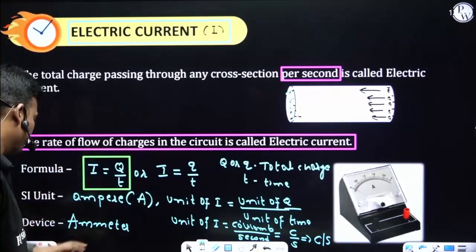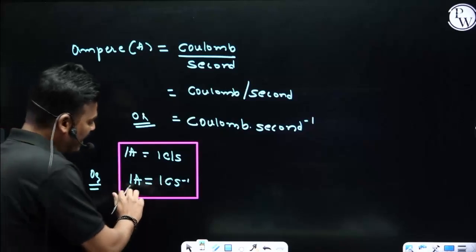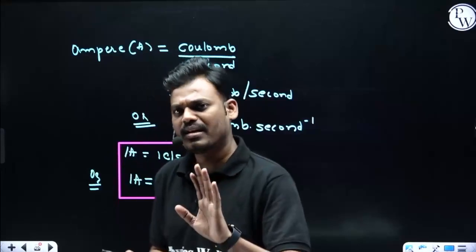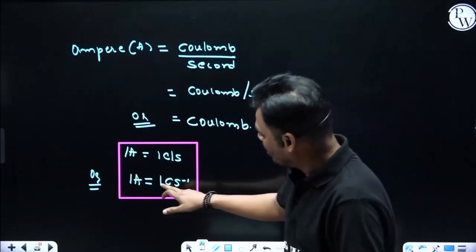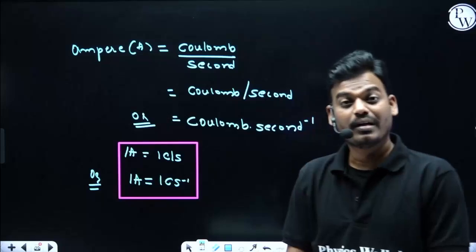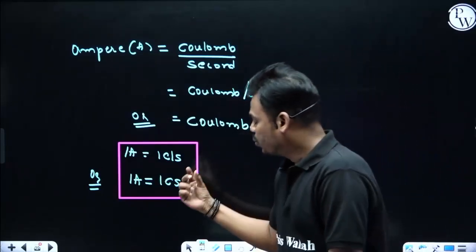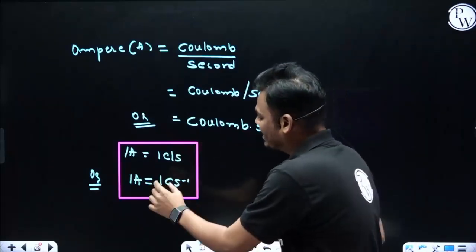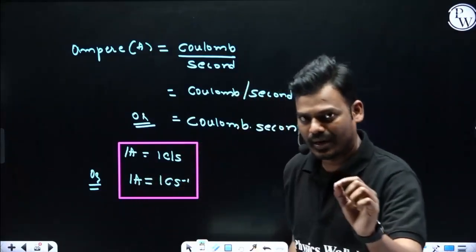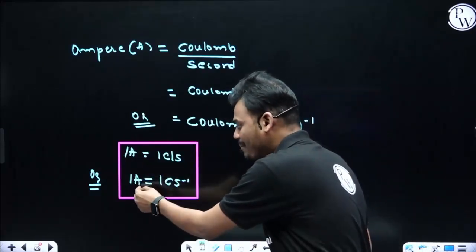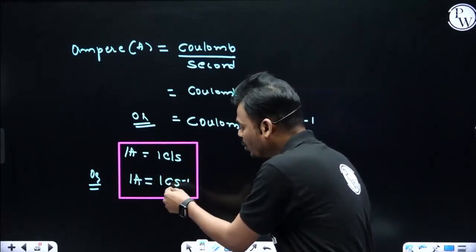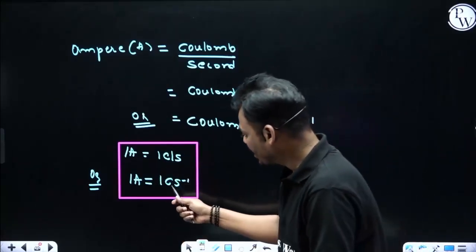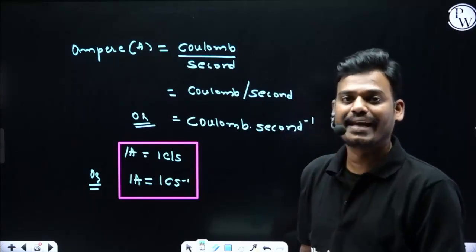How do you define 1 ampere? See, 1 ampere is nothing but a unit of current. How to define this 1 ampere? The easiest definition: the current is said to be 1 ampere when 1 coulomb of charge is flowing through the circuit per unit time, or 1 second.